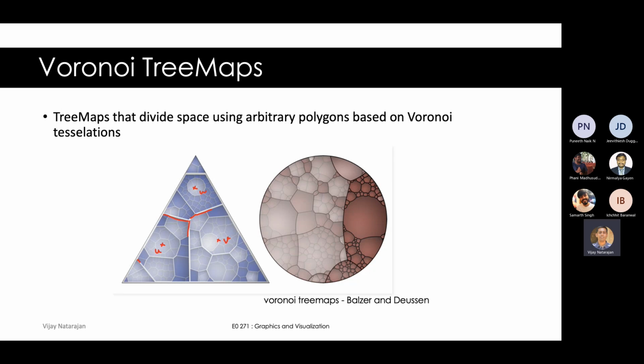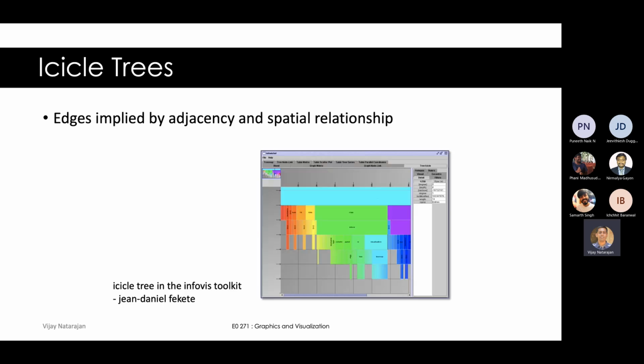Now you can do this hierarchically, and so you get a recursive structure. This is called the Voronoi tree map. And you can do this on a circular, like on a spherical domain as well. This was introduced much later and found to be quite useful. Adjacency relationships can be displayed using something called the Icicle tree.